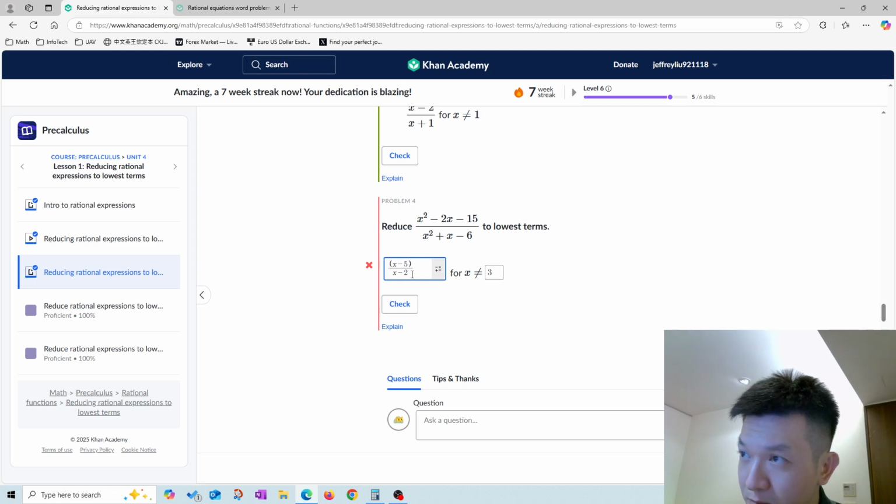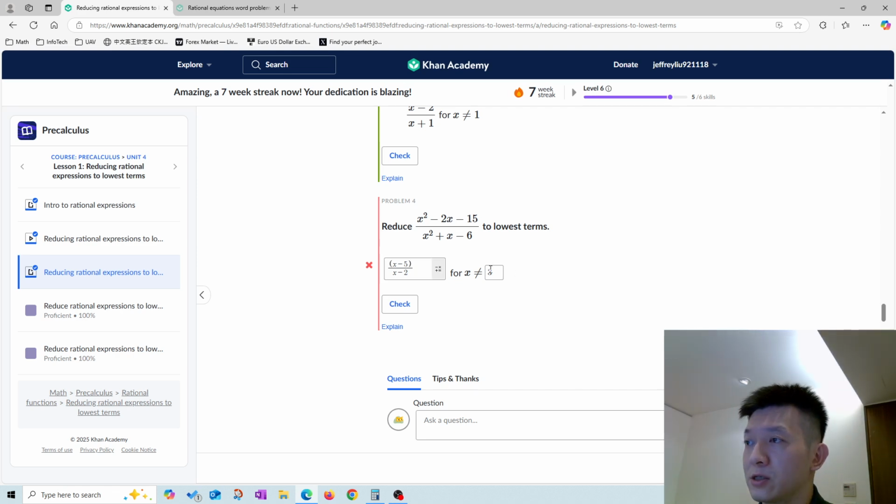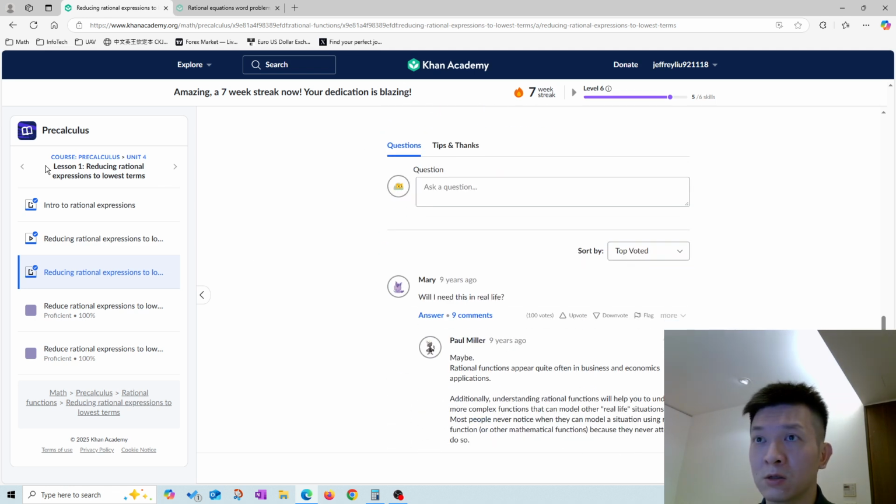Let's just do it on paper. Let's not be smart about this. Upstairs will be negative 5 and plus 3, and the denominator will be x plus 3, x minus 2. Oh, your x cannot be negative 3, right? Negative 3. Okay, check again. Correct.